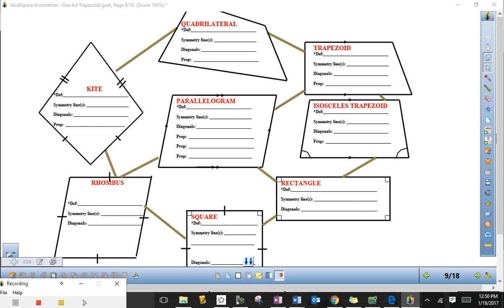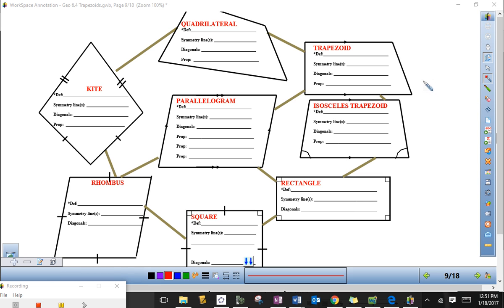This video is going to cover 6-4 over trapezoids. Okay, so you'll want to have out your hierarchy and then practice 6-4. What I want you to do is take a look at where trapezoid falls on our hierarchy here. If you notice, it's directly below quadrilateral, but it's above a parallelogram.